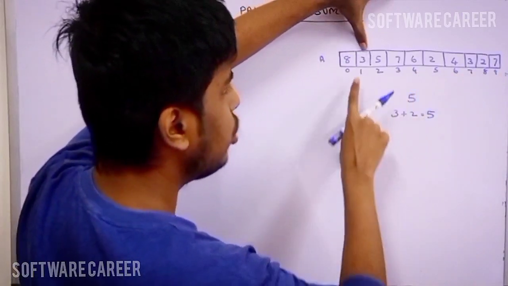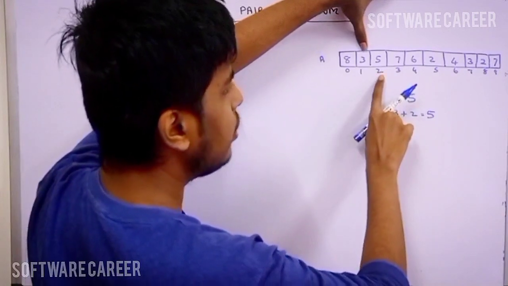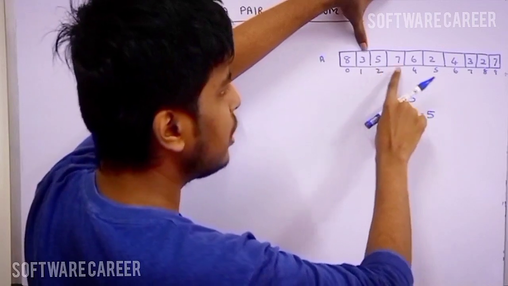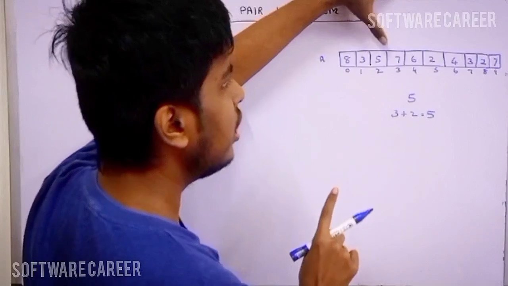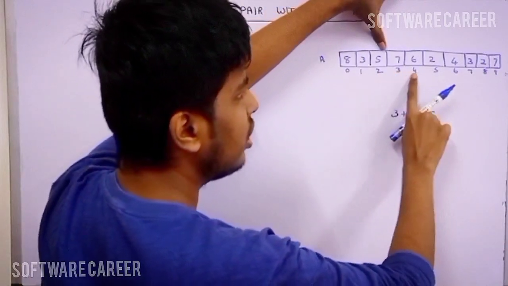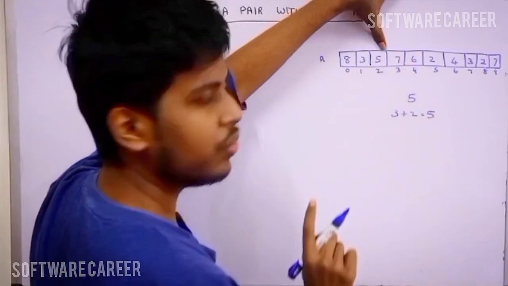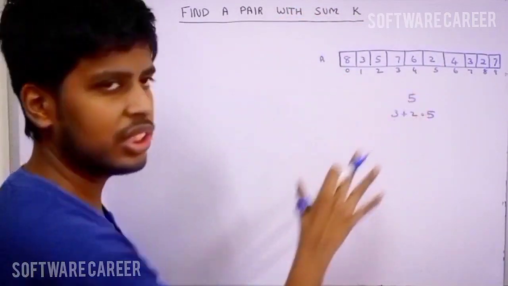Then I'll move i to 1 and place j at 2. Then I'll check whether 3 plus 5 equals 5. No. Whether 3 plus 7 equals 5. No. Like this one by one I'll move j. Then I'll move i again to 2 and place j at 3. Then I'll compare 5 plus 7 equals 5 or not, then 5 plus 6. Like that. So this is how the algorithm works.